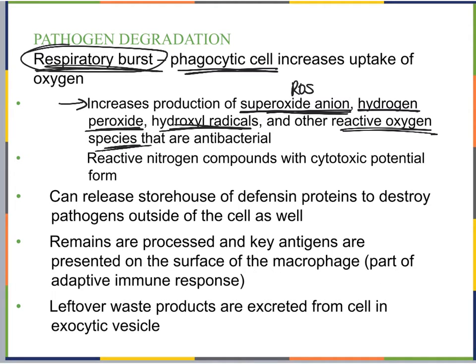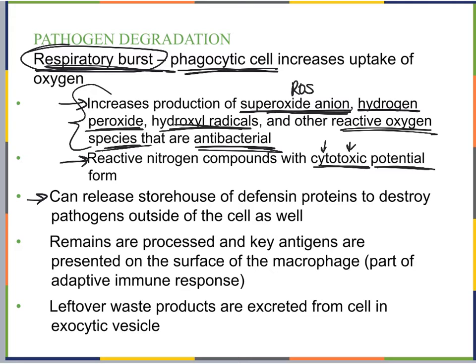So we have this respiratory burst. The phagocytic cell is going to have this burst, this increase in uptake of oxygen, so we need lots of oxygen, and then it's going to be able to produce these things that are going to start to destroy the bacteria. So we also have reactive nitrogen compounds with cytotoxic potential that are going to form as well. So we have this respiratory burst, meaning increase in oxygen, which for the most part means production of all of these things that contain oxygen, because remember they're antibacterial. But we also have reactive nitrogen compounds. And these are also cytotoxic, meaning toxic to cells, and they can help destroy the pathogen.